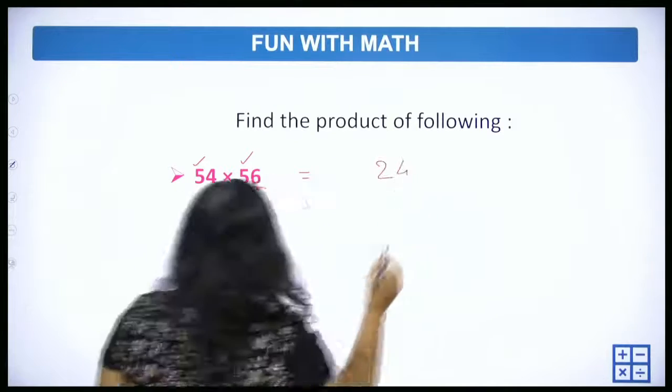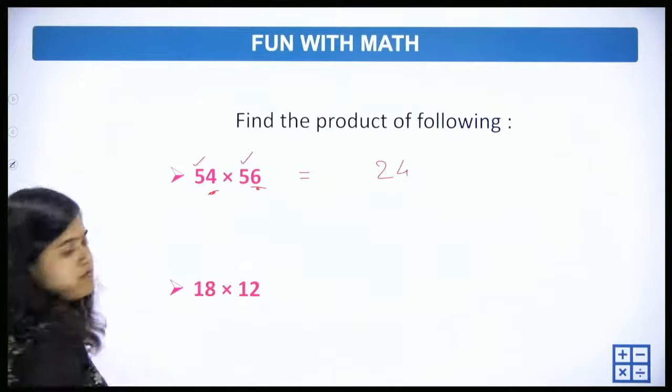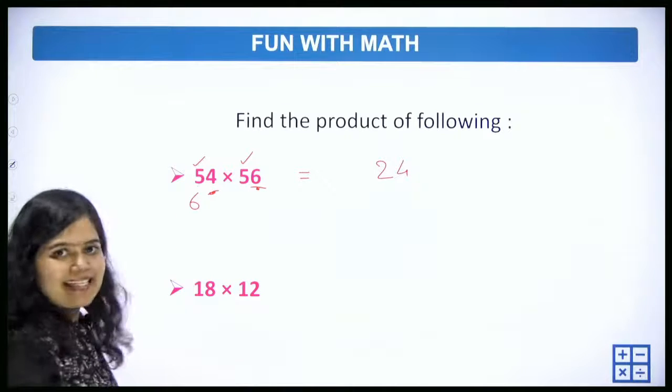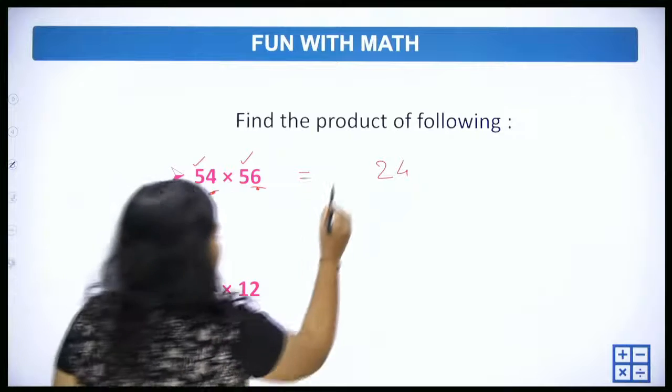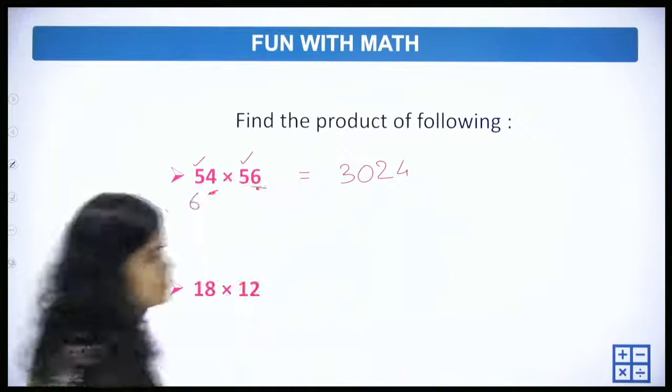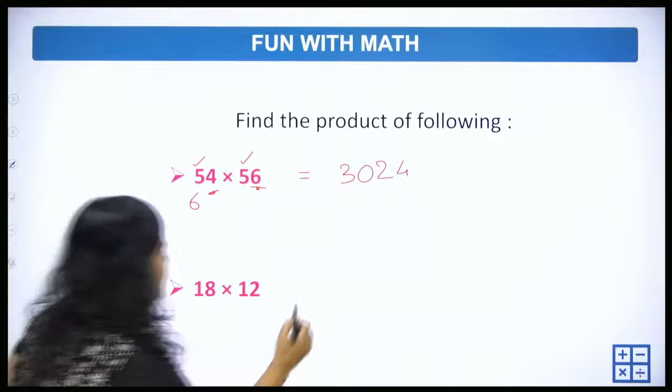So 24, we have 5 into 5. So this, we'll make it as 6. 6 into 5, 30. So 3024 is the product. Next question.